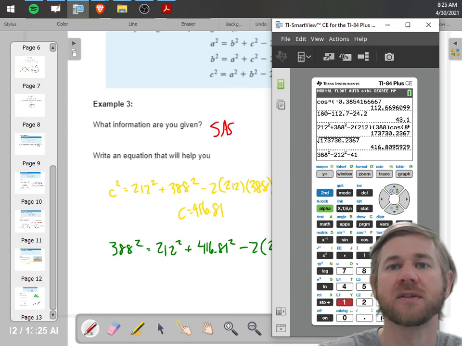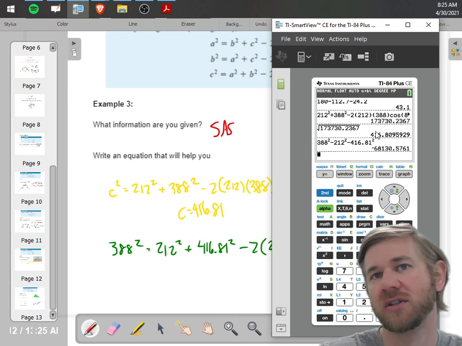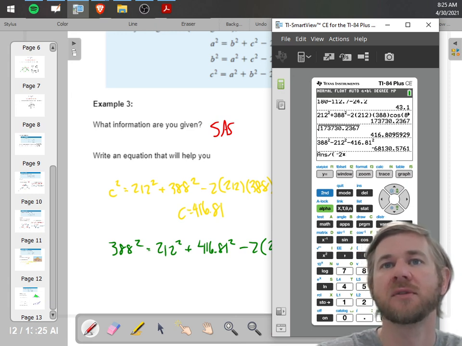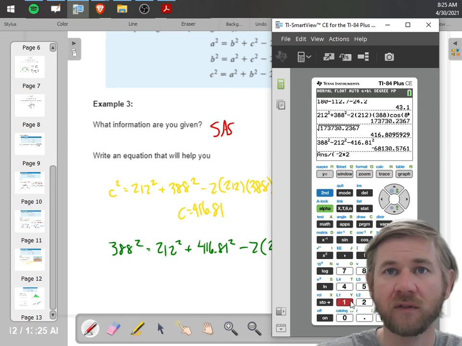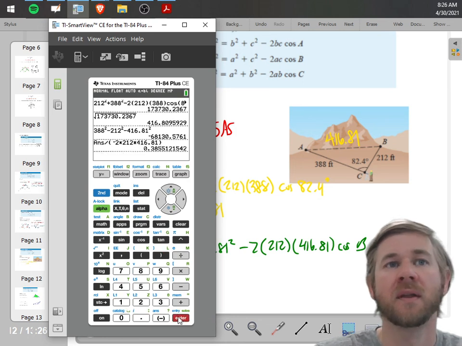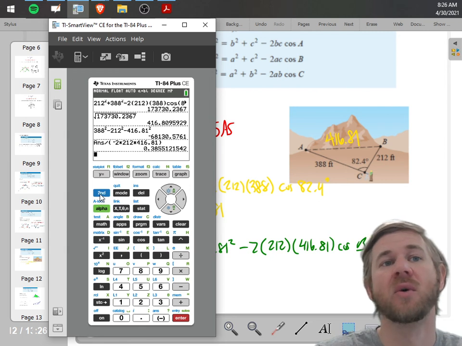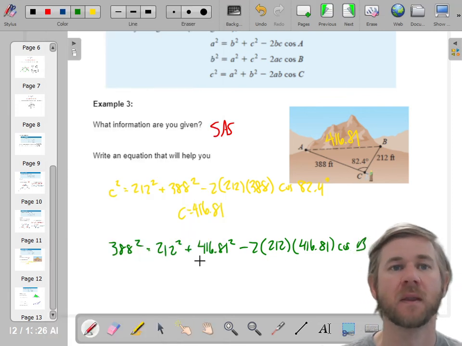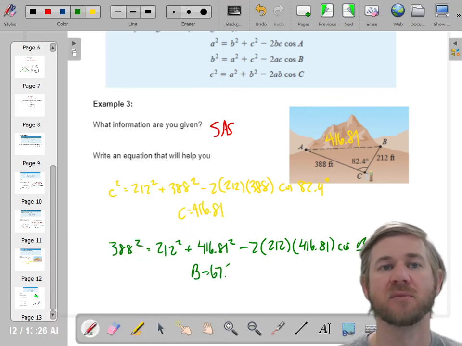minus 416.81 squared. Could have used that guy. Divided by negative 2 times 212 times 416.81. That's the cosine. So I want to find the angle. I'll do the inverse cosine of that, and it's 67.3. So angle B is 67.3 degrees.